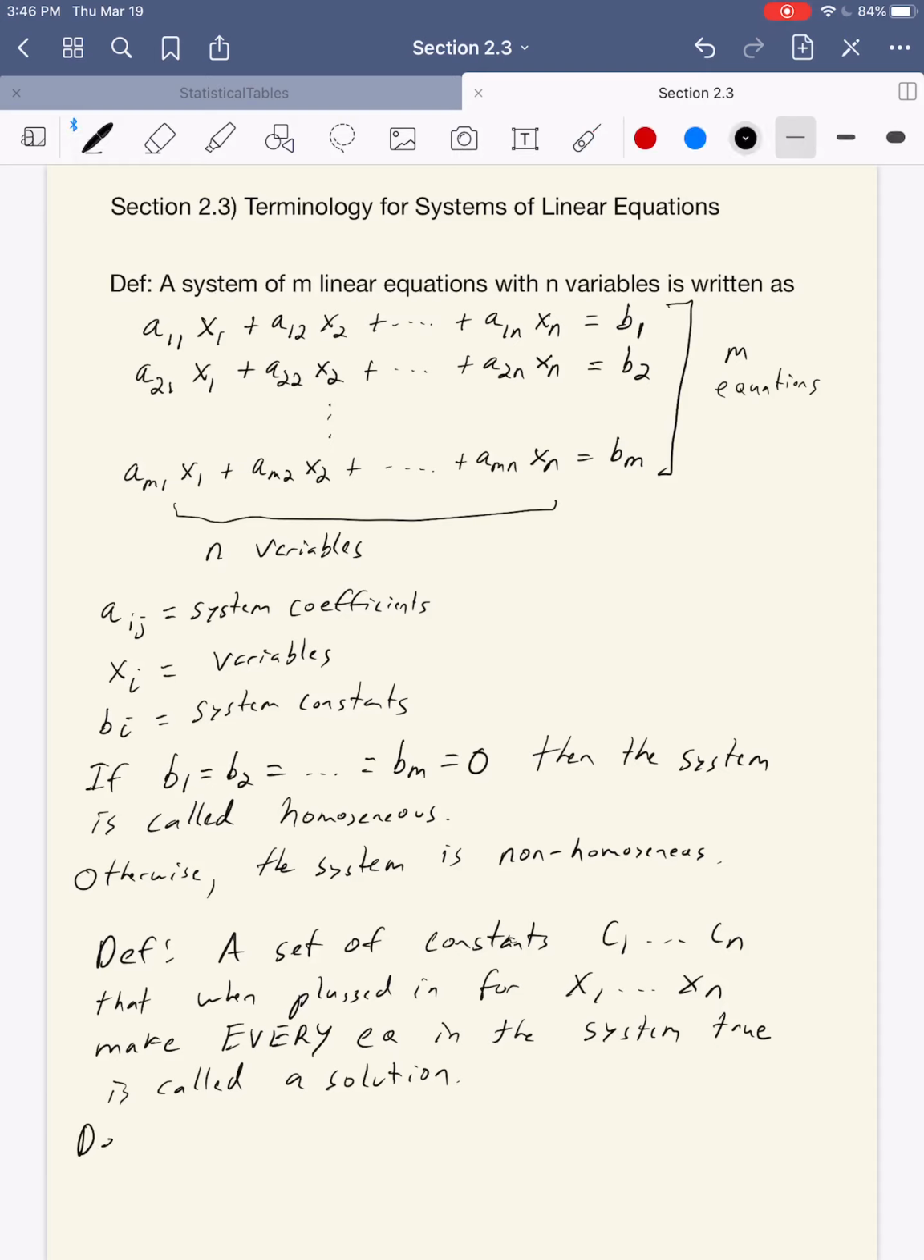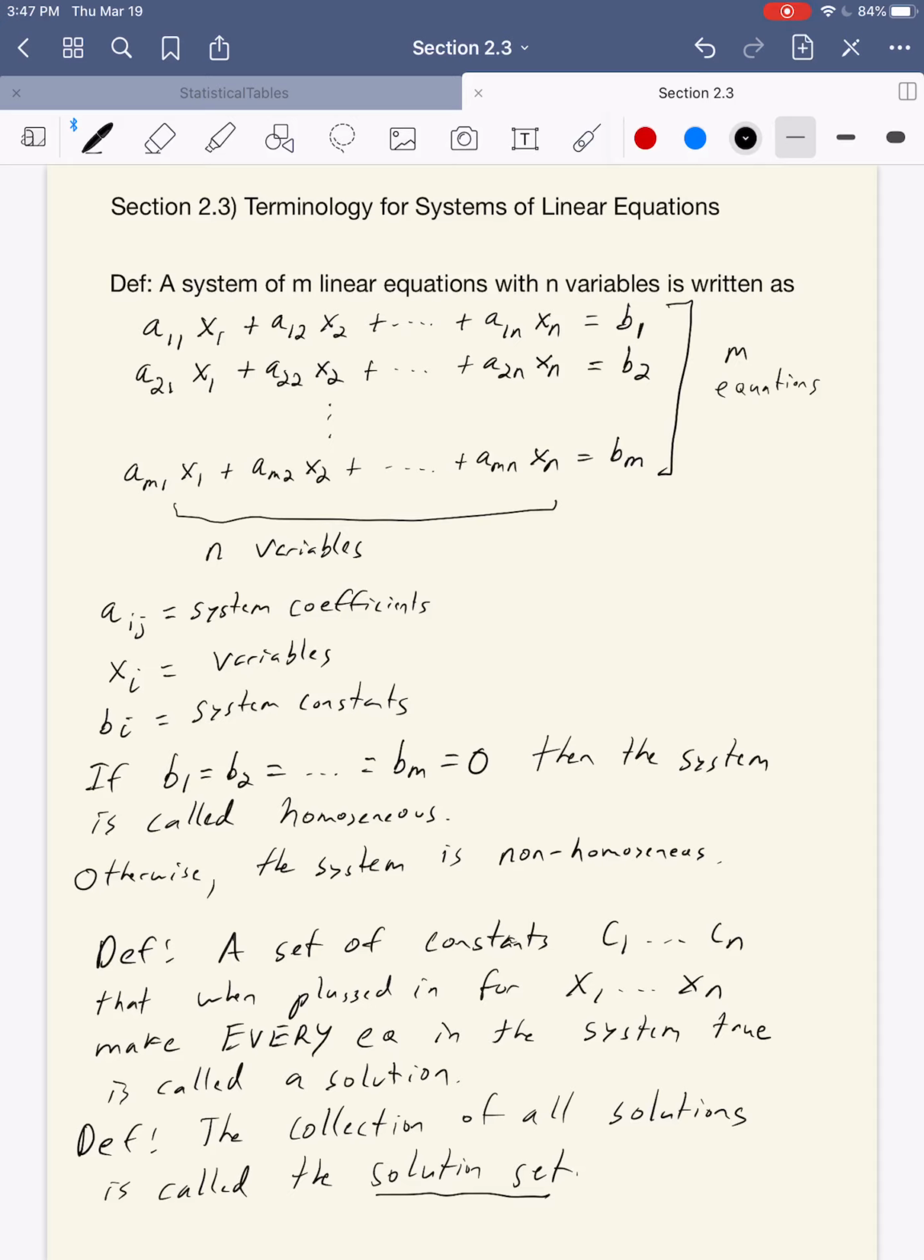Finally, we'll give one other definition here. The collection of all solutions is called the solution set. And that's the same sort of terminology that we were using for differential equations. Some of these systems might have more than one solution, and when they do, the collection of all solutions is just called the solution set.